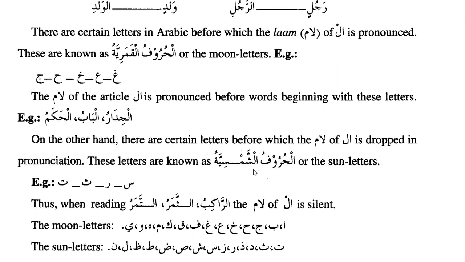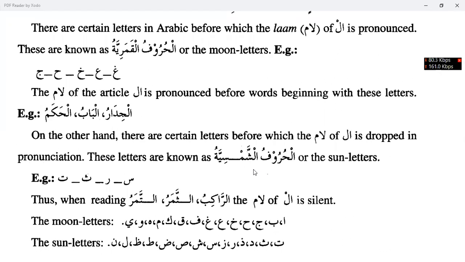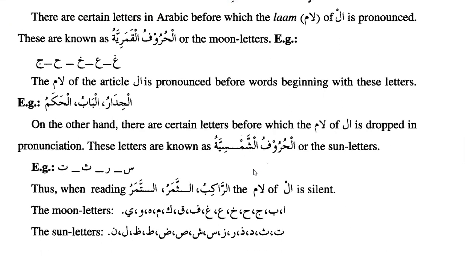What are the huruf qamariya? Huruf qamariya are those letters in which the lam of al is pronounced, like al-jidaru, al-babu. Here the lam will be pronounced, so jim, ba, and ha are called huruf qamariya. Yes, al-babu, al-hakamu.